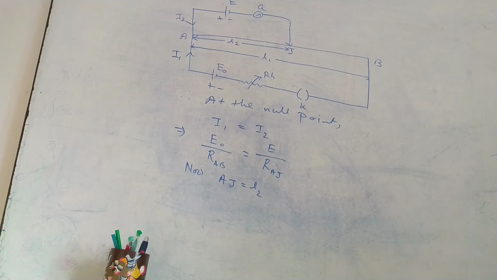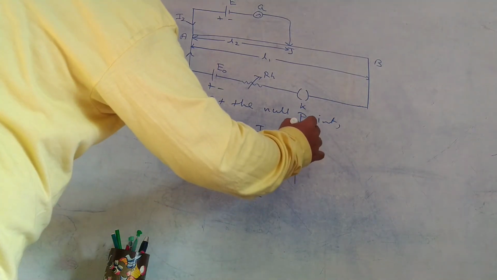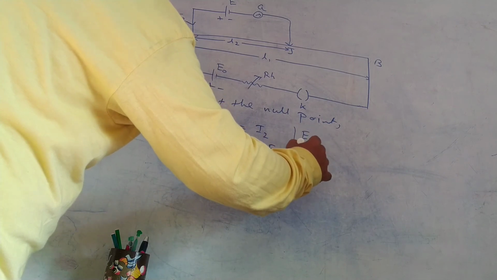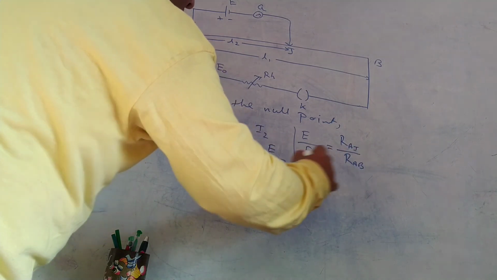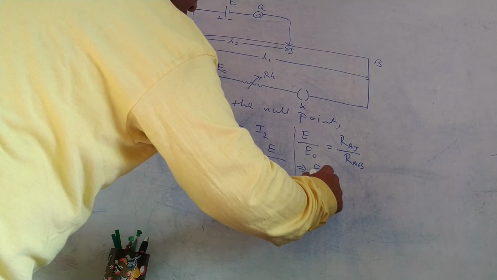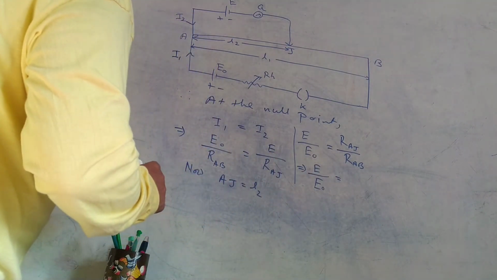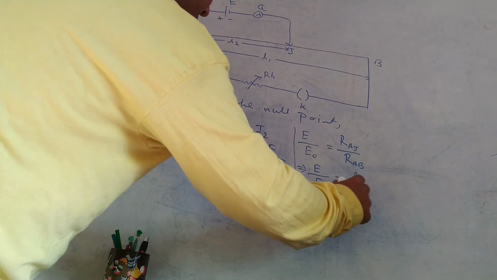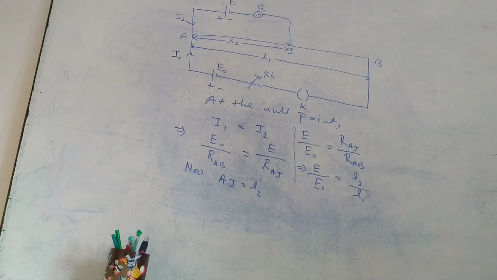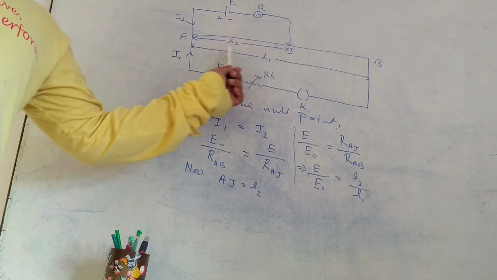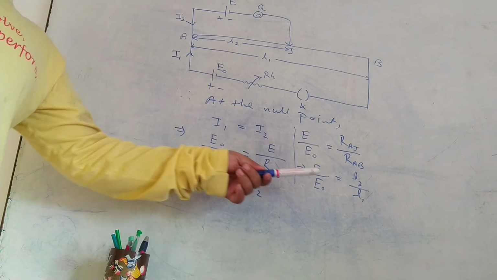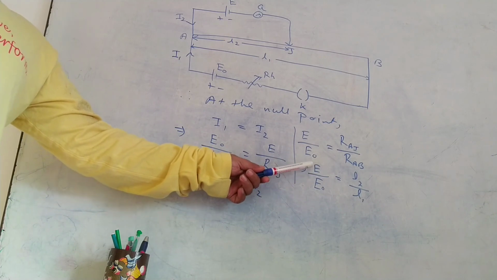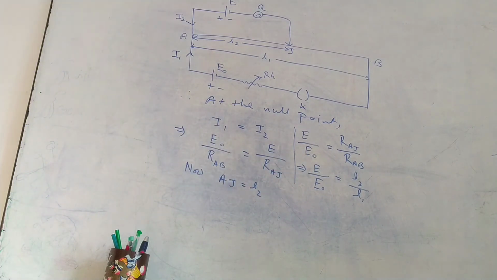Since the wire is uniform, we can write that E by E0 is equal to RAJ by RAB. Therefore, E by E0 is equal to L2 by L1. We can easily find out the values of L1 and L2 by a meter scale. And if we know the EMF of the first cell or standard cell, that is E0, then we can easily determine the value of E, that is the EMF of the unknown cell.